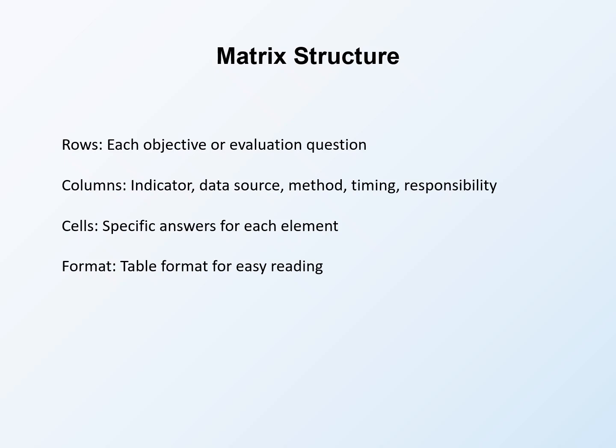Cells contain specific answers for each element. The intersection of row and column contains specific information. What indicator will you use for this objective? Format uses table structure for easy reading. Clear formatting helps readers understand quickly.